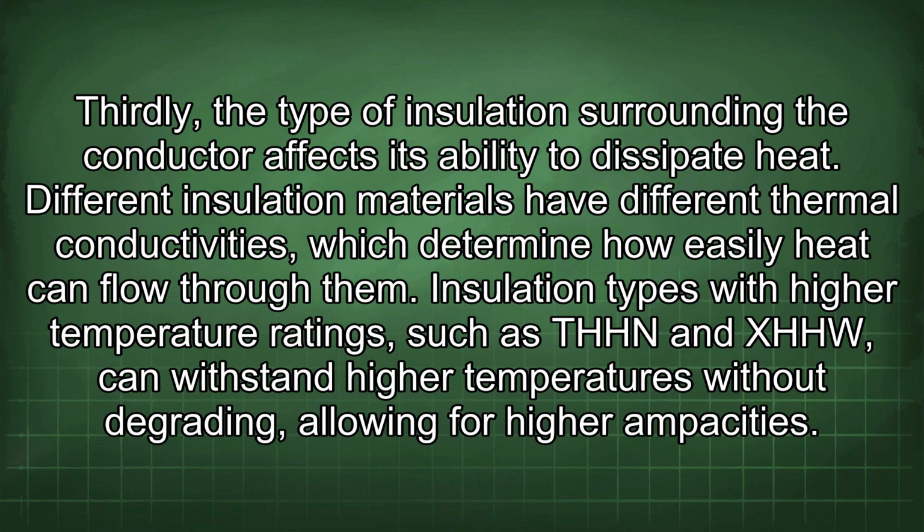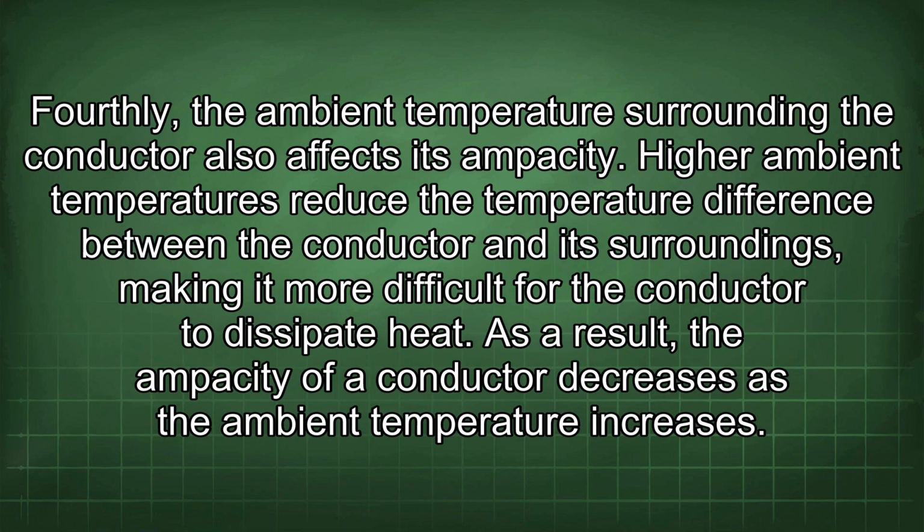Thirdly, the type of insulation surrounding the conductor affects its ability to dissipate heat. Different insulation materials have different thermal conductivities, which determine how easily heat can flow through them. Insulation types with higher temperature ratings, such as THHN and XHHW, can withstand high temperatures without degrading, allowing for higher ampacities. Fourthly, the ambient temperature surrounding the conductor also affects its ampacity. Higher ambient temperatures reduce the temperature difference between the conductor and its surroundings, making it more difficult for the conductor to dissipate heat. As a result, the ampacity of a conductor decreases as the ambient temperature increases.